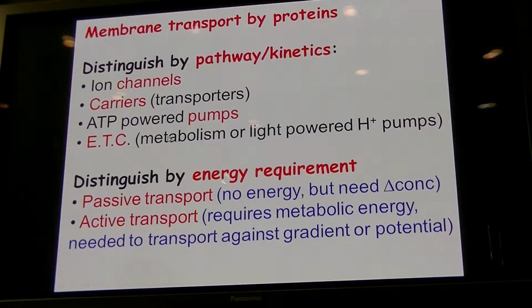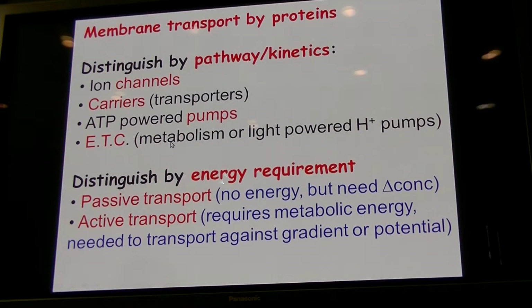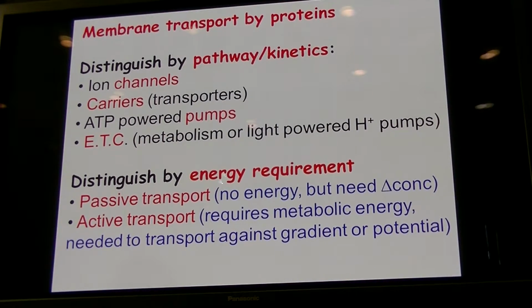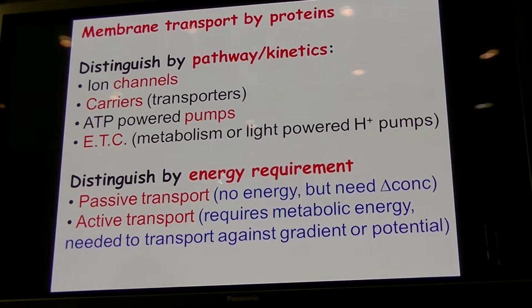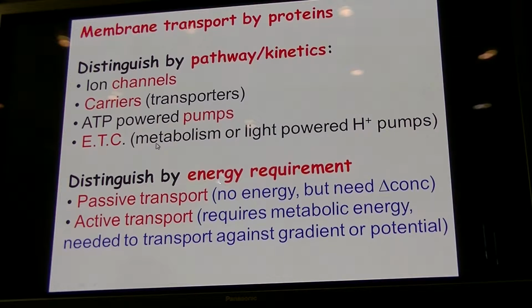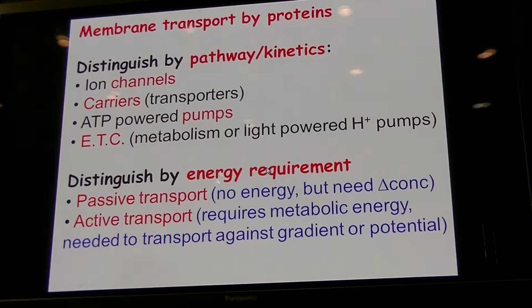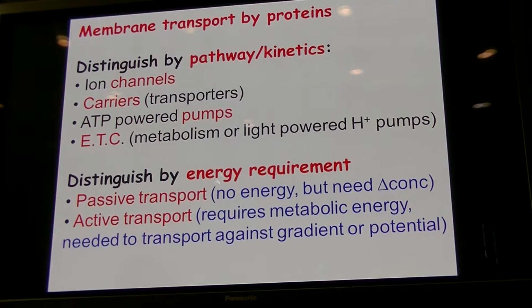The special case for transport are electron transport chains that function in respiration and photosynthesis, and that we will see a little bit later in section 2. Or we can distinguish whether the protein needs a source of energy such as ATP. If it doesn't, then we speak of passive transport. If it does, then we speak of active transport.